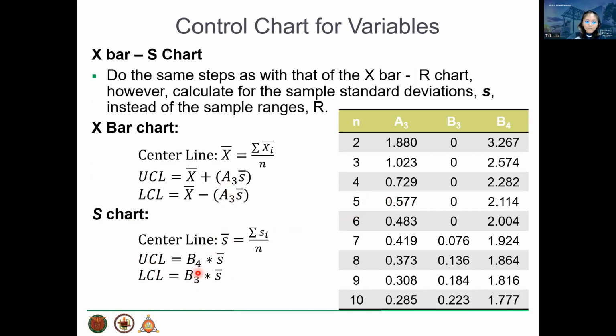Okay? Tapos dito naman B4, B3. So, B4 mo, 5 observations, 2.114. Tapos, since wala ka namang B3 na constant for 5 observations, then 0. Wala kang lower control limit for your standard deviation. Is that clear? Klaro naman. Madali lang, di ba? Yes or no?